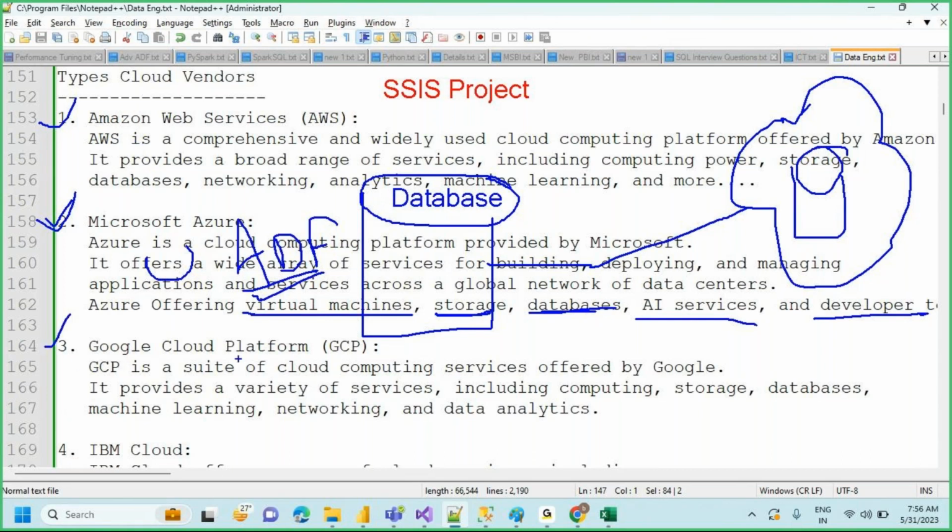The third most is the Google Cloud Platform, GCP. And GCP is a suite of cloud computing services offered by Google, and it provides a variety of services. They are also providing computing, storage, databases, machine learning, networking, data analytics. Every cloud vendor's target is similar. The way we are having mobiles in the market, in the same way cloud vendors also are there in the market. So which one is better, presently we are looking towards Microsoft Azure.